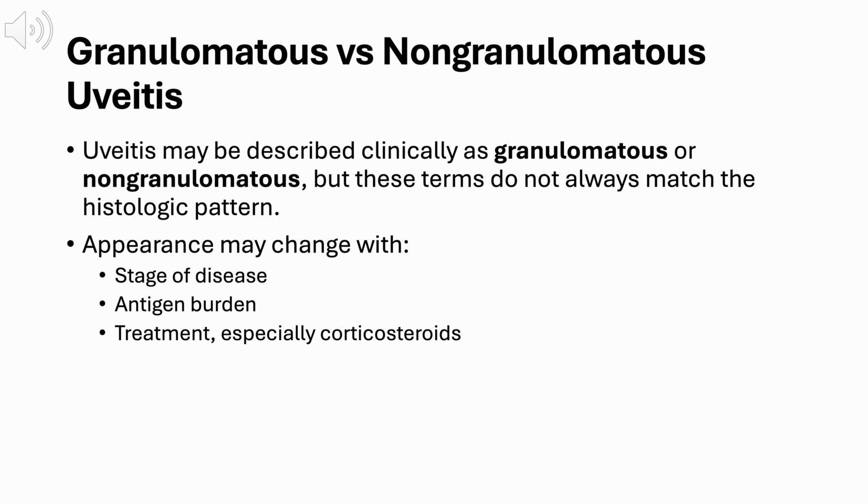One of the oldest clinical dichotomies is granulomatous versus non-granulomatous uveitis, but it comes with a caveat. These are clinical descriptions, and they don't always match what you'd see under the microscope. Here's the intuition. Granulomatous refers to a particular chunky, organized-looking inflammation, classically with large, greasy deposits, while non-granulomatous looks finer and more diffuse. And crucially, the appearance can shift with the stage of disease, the antigen burden, and treatment, especially corticosteroids, which can make granulomatous inflammation look non-granulomatous. So use the label as a clue, not a fixed truth.